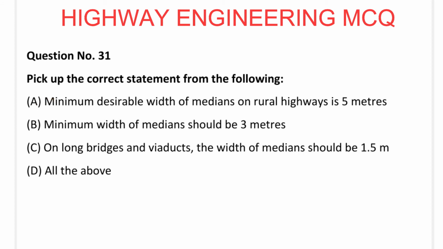So next question, pick out the correct statement from the following. Option A, minimum desirable width of medians on ruling highway is 5 meters. Option B, minimum width of median should be 3 meters. Option C, on long bridges and viaducts the width of median should be 1.5, and all the above. So the correct answer is all the above.